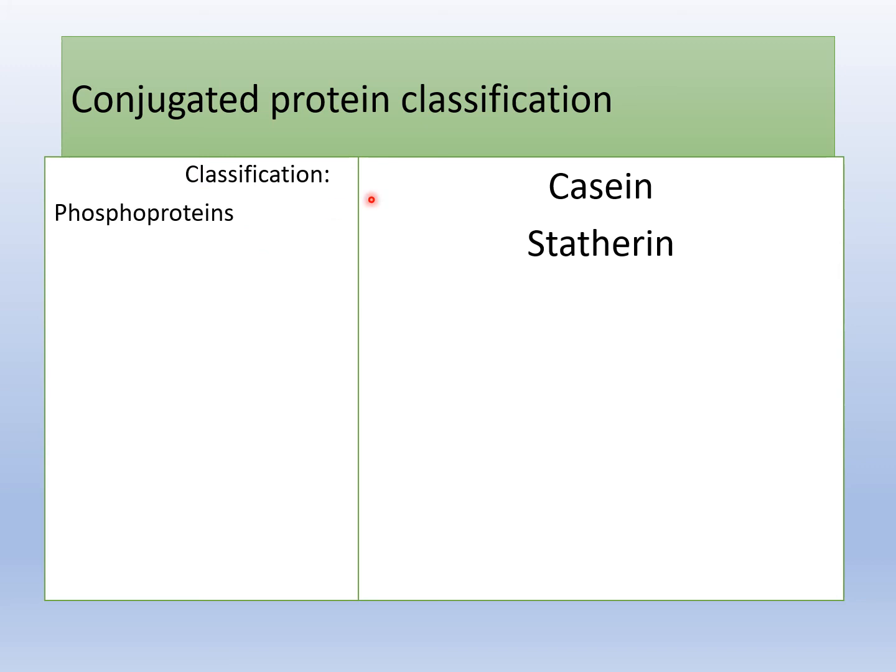Phosphoproteins, we have casein, which is the protein component of your milk. We have stathurine, which is a phosphoprotein found in your saliva. Lastly would be nucleoproteins. We have telomerase and histones. Telomerase is a protein that modifies the nucleic acid.